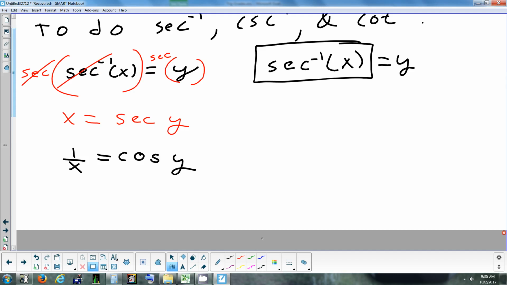About Matt? It's what the whole thing we're doing today. Would it be inverse cosine? Yeah, inverse cosine.